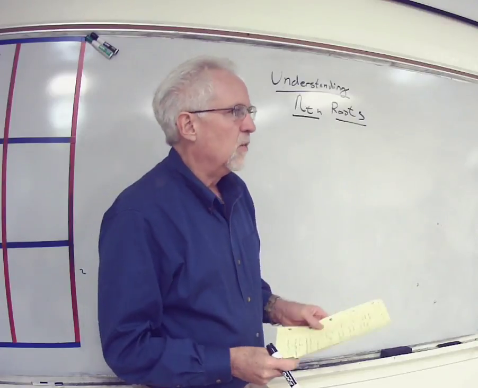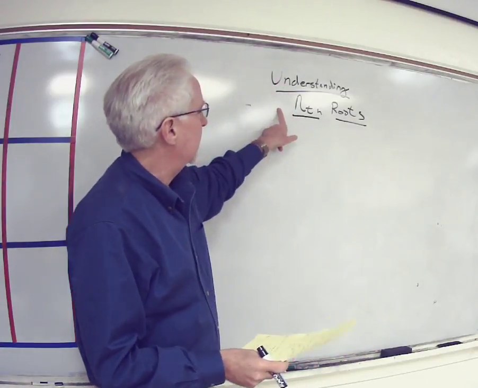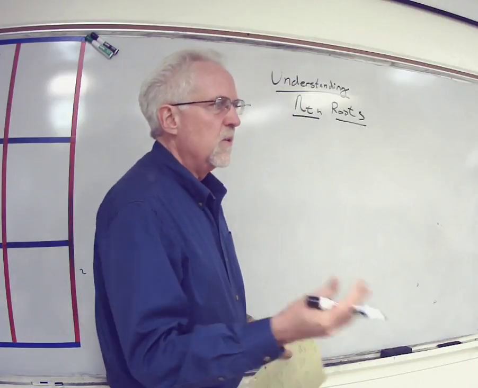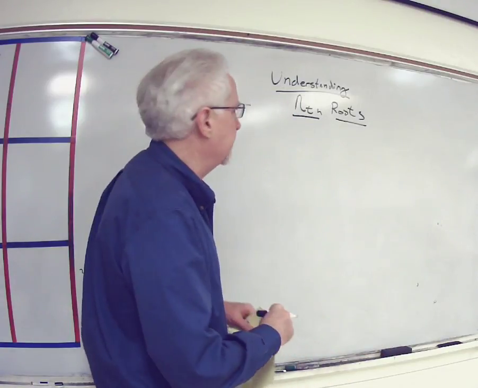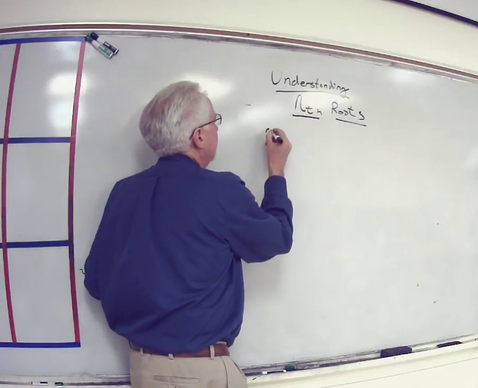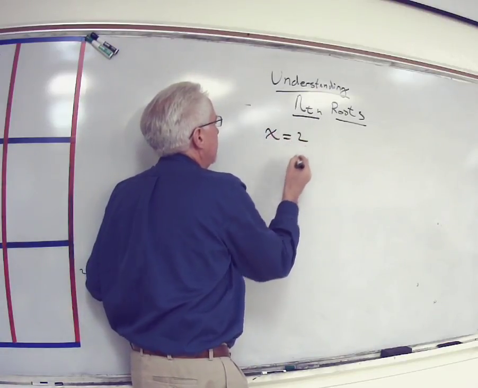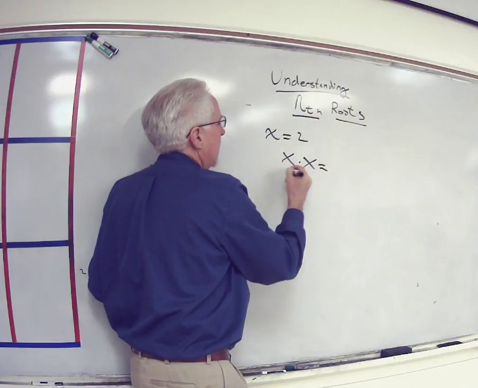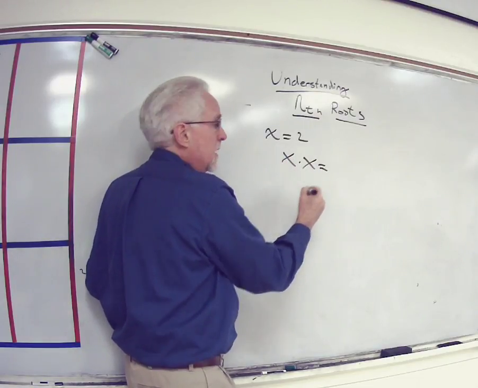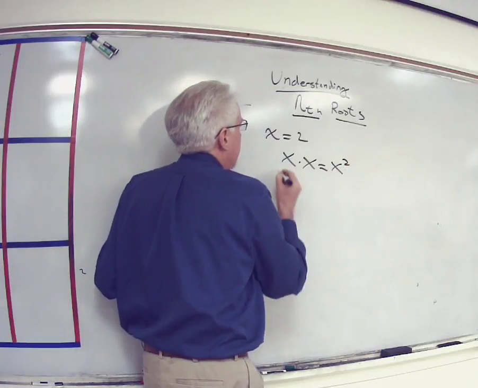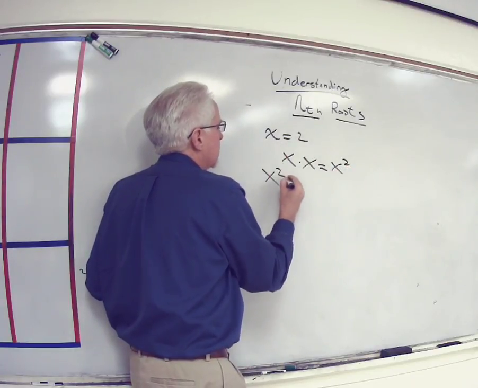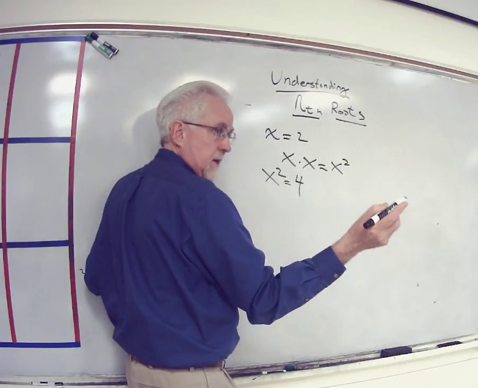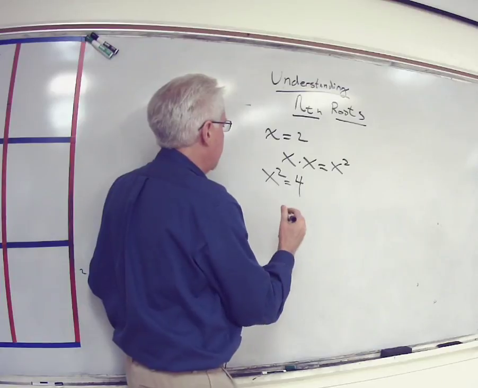El Dorado High School. We are here today to learn about nth roots, and to tie back to something that we would understand. If we said x is equal to 2, then what is x times x? What's another way to write x times x? X squared. And if x is 2, then x squared is equal to what? 2 squared is 4. Okay, so we see that.